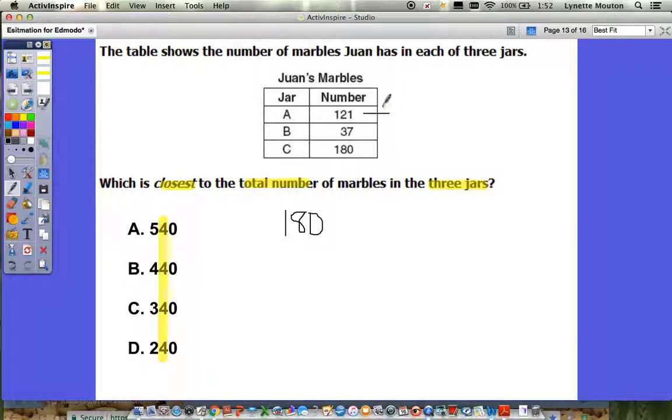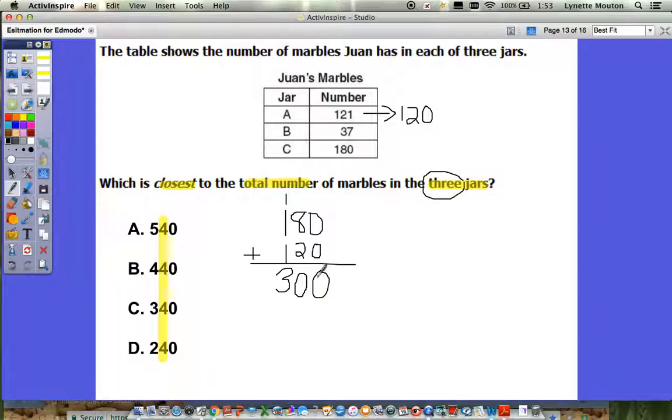We could take 121. That's pretty easy. We round it to the tens place. 21 becomes 20. Add that. 8 plus 2 is 10. Regroup your 1. 1 plus 1 is 2. Plus 1 is 3. But we're not done yet because remember we have to add all 3 jars.